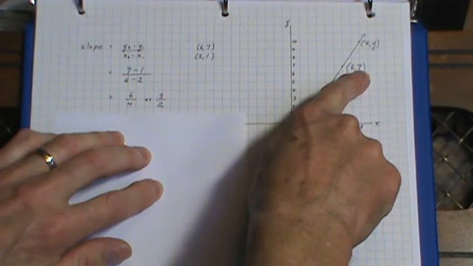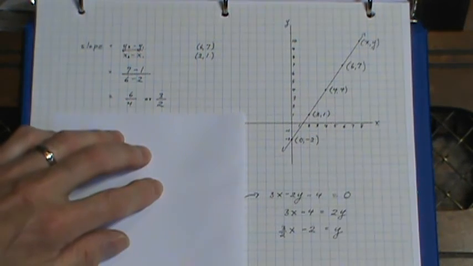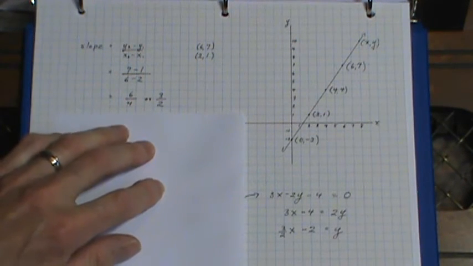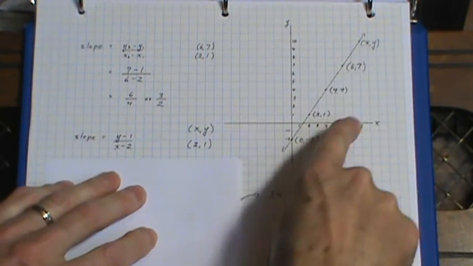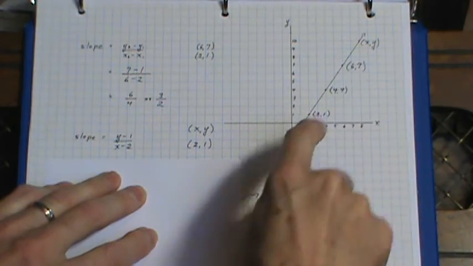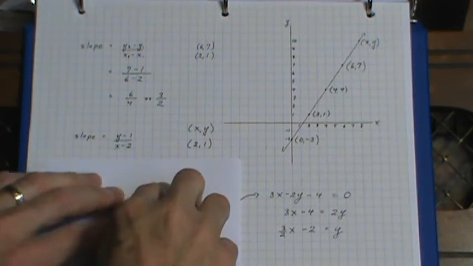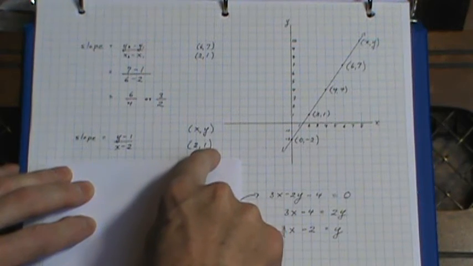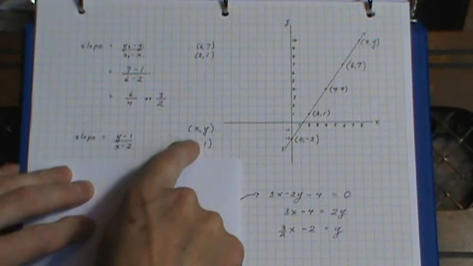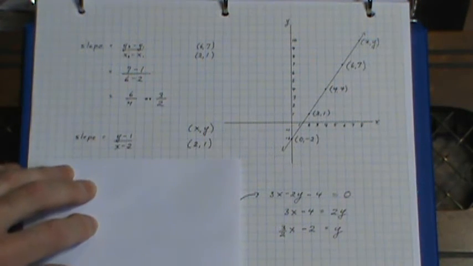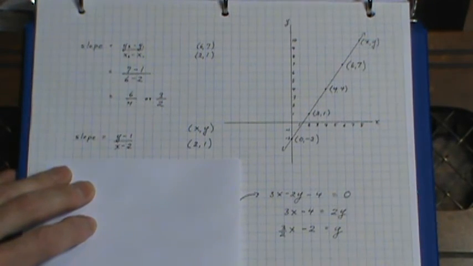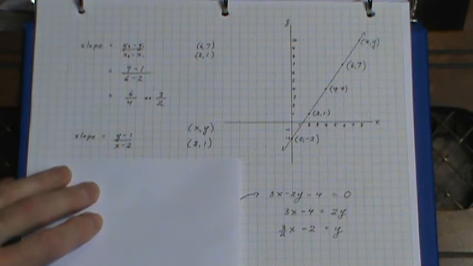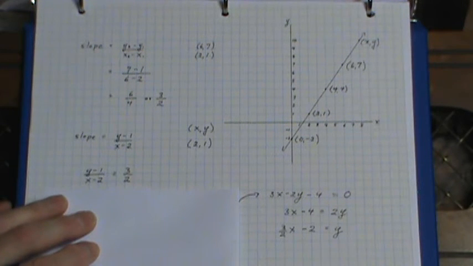I happen to use (6, 7) and (2, 1), and I got a slope of 3 over 2. Then I used the general point, the (x, y) point, and again (2, 1), though I could have used any of the other points, and I again wrote down the slope. The difference in the y's is y minus 1, and the difference in the x's is x minus 2. Now that slope has to equal the 3 over 2, because that's the slope of the line. When I write the two together, that's what it looks like. The two slopes are equal.